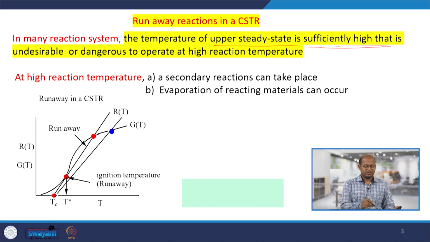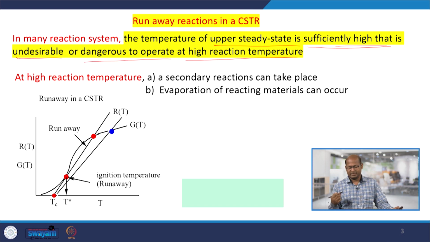So, why is it undesirable or dangerous to operate at a high reaction temperature? When the reaction temperature is very high, there is the possibility of secondary reactions, meaning side reactions or undesired reactions, and undesired product formation at a sufficiently high reaction temperature. That is not desirable when we operate a reaction.